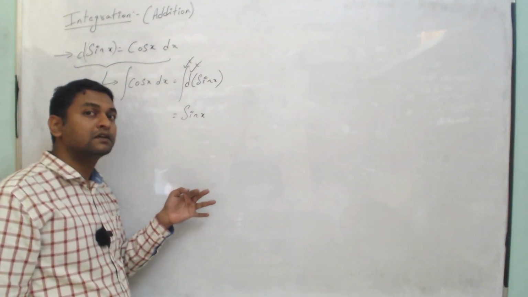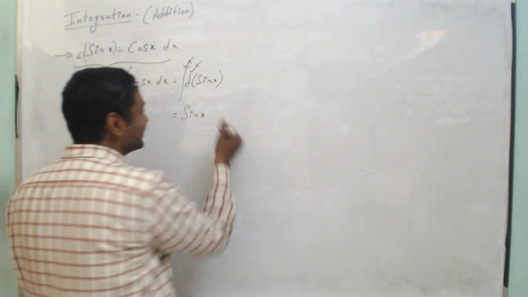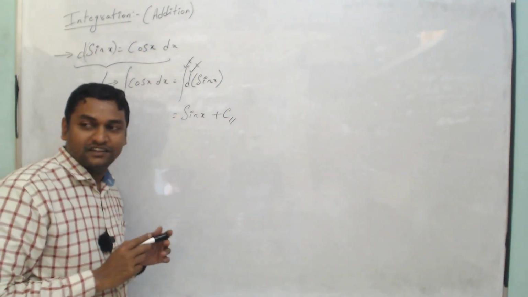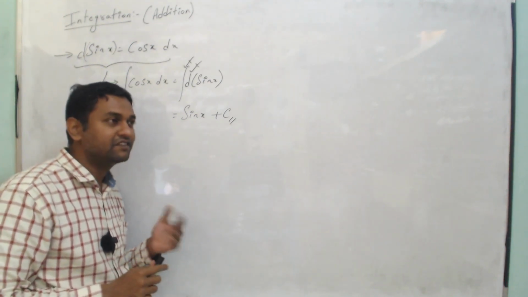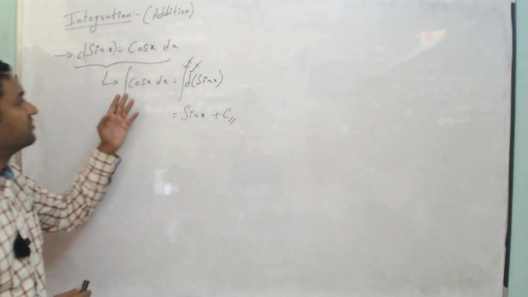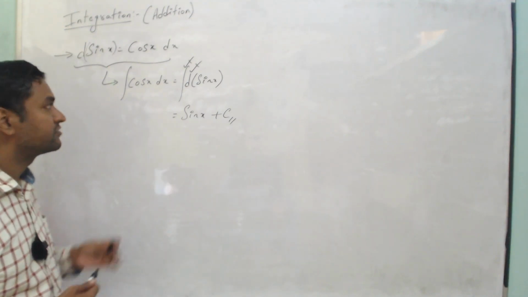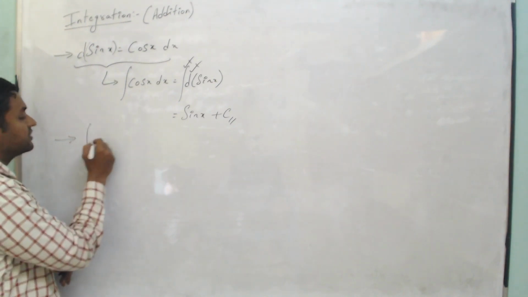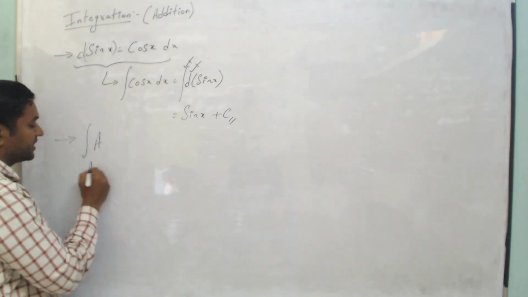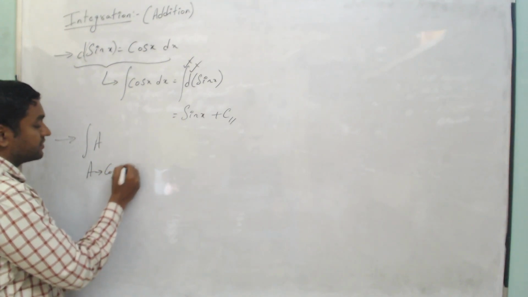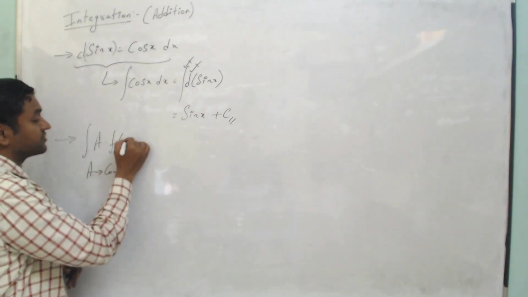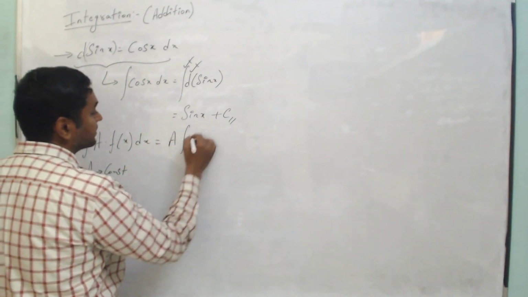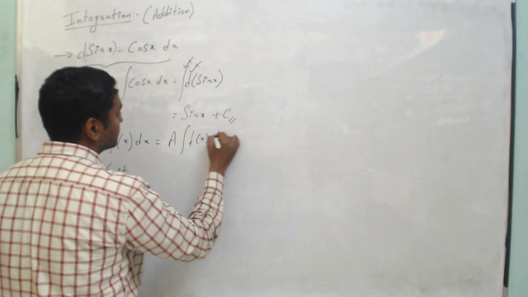This is an indefinite integration, so we will have a constant. Whenever we do indefinite integration, we will always get a constant. We should never forget that, right? Similarly, if I have the integral of a constant a times some function f of x dx, I can take a out and write the rest of it the same.